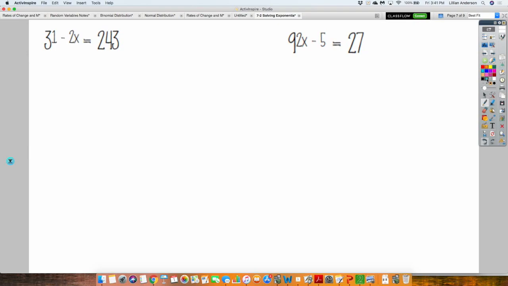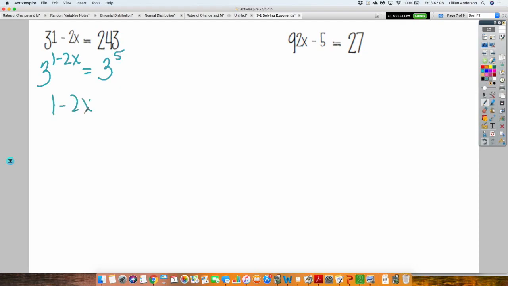Moving forward. These two. What's my common base? 3. This one's not going to change, but what's 243? How can I rewrite that? 3 to the 5th power. I wasn't doing those for my health. Okay, knowing these makes things a little easier.